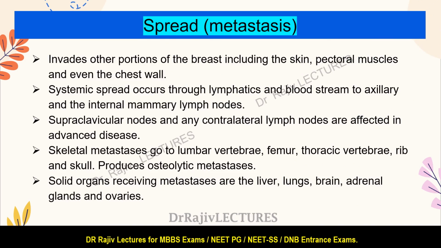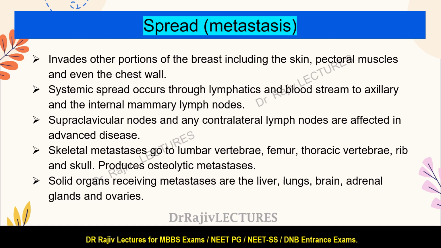As the tumor increases in size, it invades other portions of the breast and tends to involve the skin, pectoral muscles, and even the chest wall in late cases. Systemic spread occurs through lymphatics and bloodstream. The axillary and the internal mammary lymph nodes are involved first. Supraclavicular nodes and any contralateral lymph nodes are affected in advanced disease.